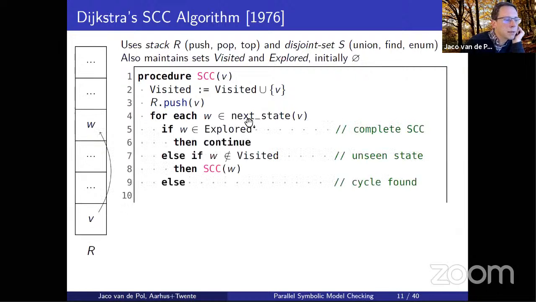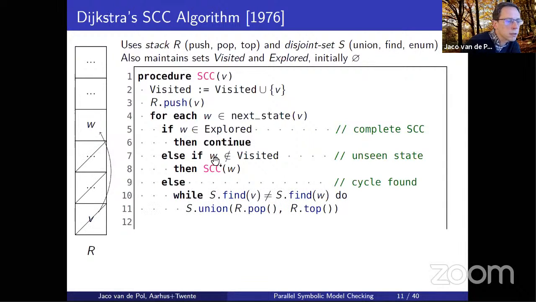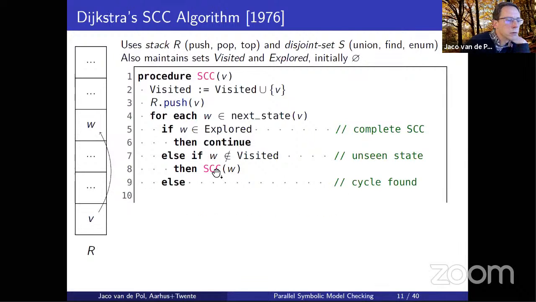And there are three cases basically. So one case is that W is already fully explored. And this means we have visited W before and we have already taken care of it. And we can just backtrack. We just continue to the next successor. So we don't do anything here because we are already done with W. The second case is that this W has never been visited. So we have never seen W. So it's a new state. We have never seen it before. And because we are depth first, we will now first handle this W. So we do a recursive call to this W. That's the second case.